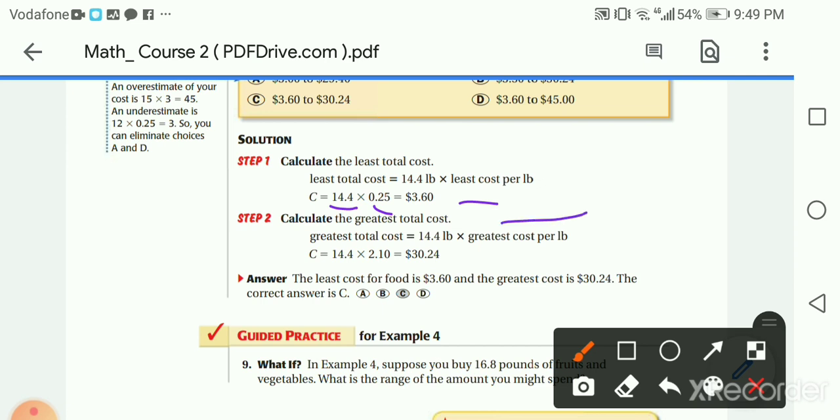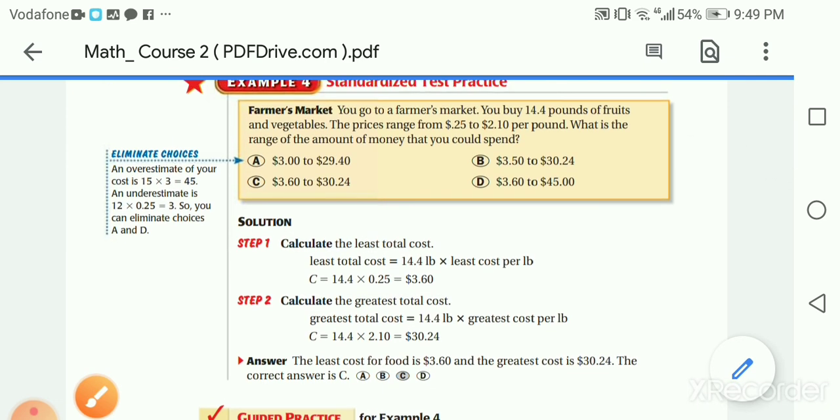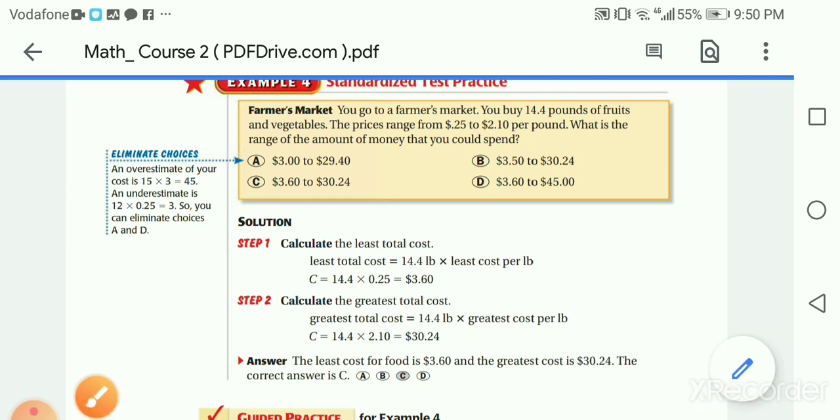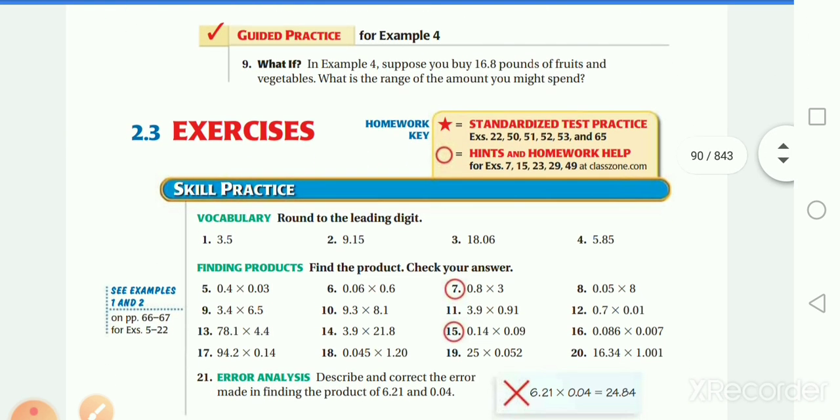Calculate the greatest total cost. As we see in the problem, the greatest is 2.10 and the least is 0.25. Having calculated the least, going to the greatest: 2.10 times 14.4 gives you $30.24. So the least cost for food is 3.60 and the greatest cost is 30.24. This is the answer of letter C. We choose letter C.